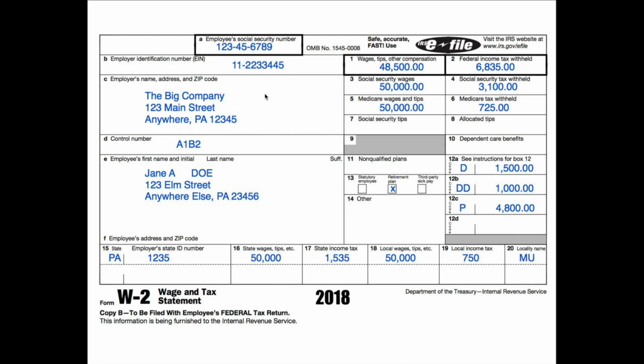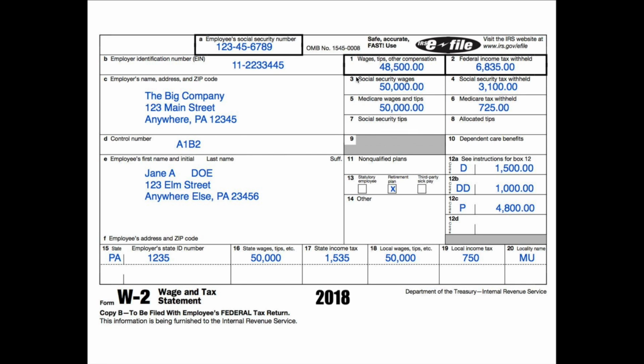It's that time of year where everyone's thinking about their taxes, and by January 31st, everyone should receive their W-2s. We have an example here of a W-2 that shows all of your information as provided by your employer, and we're going to go over how to read this.